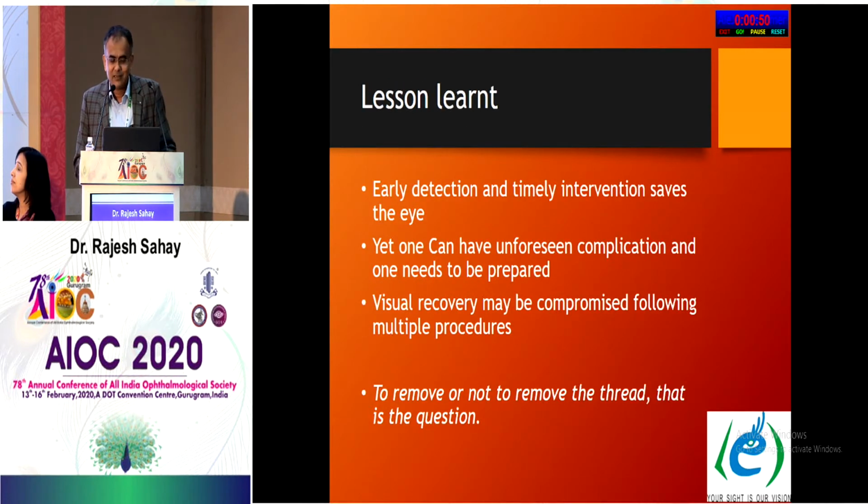So the lesson learned by this case was that early detection and timely intervention saves the eye. Yet one can have unforeseen complications, and one needs to be prepared for all those things which I told you. Visual recovery may be compromised following multiple procedures. Now my question is, to remove or not to remove the thread?